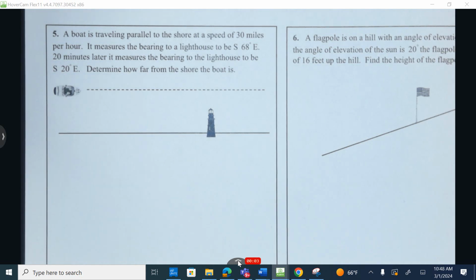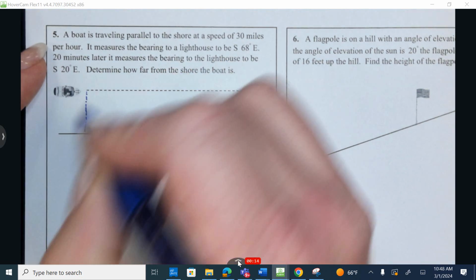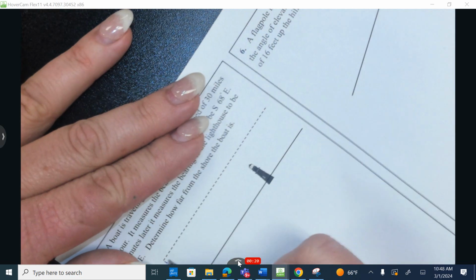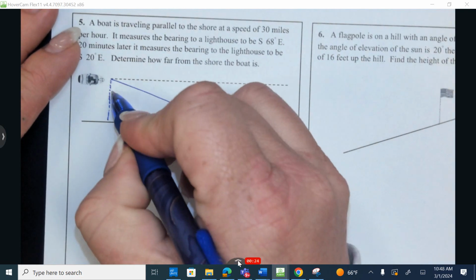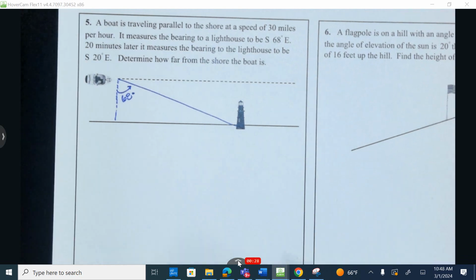The boat is traveling at a constant speed of 30 miles per hour. It measures the bearing to the lighthouse to be south 68 degrees east. So we're going to go south, and then swing 68 degrees east to the lighthouse. Let me draw this here. So south, and it swings 68 degrees to the east.